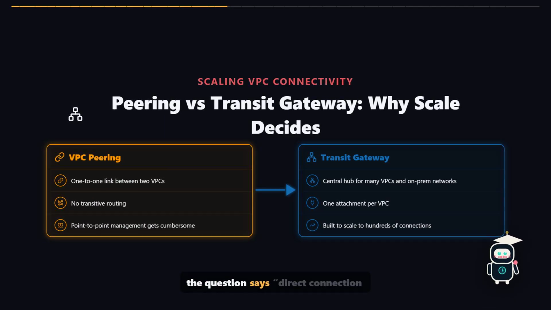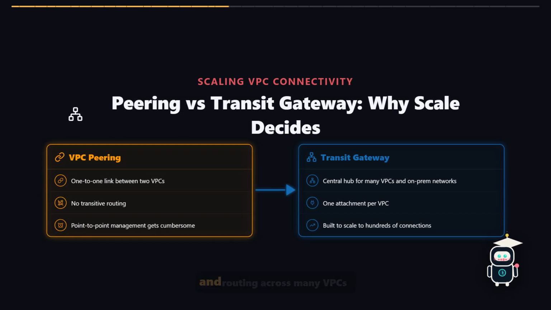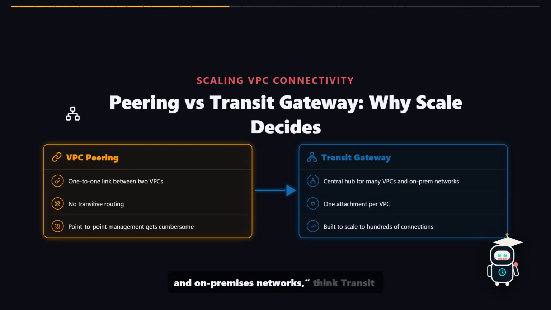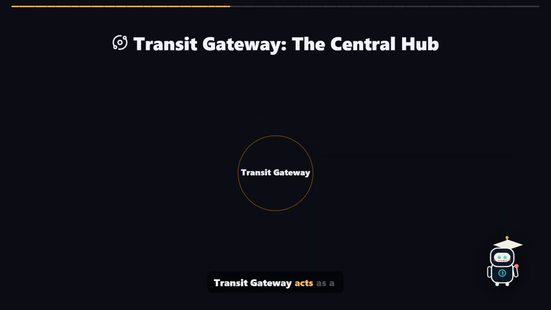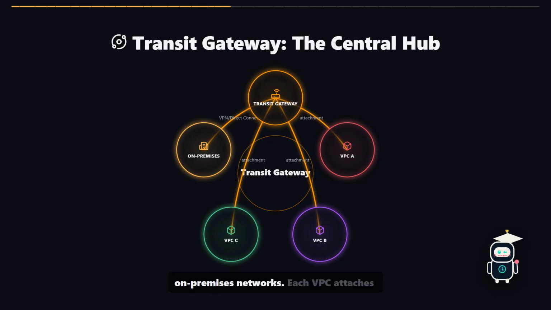If the question says, direct connection between two VPCs, think peering. If it says, centralized connectivity and routing across many VPCs and on-premises networks, think Transit Gateway. Transit Gateway acts as a central hub for VPCs and on-premises networks.